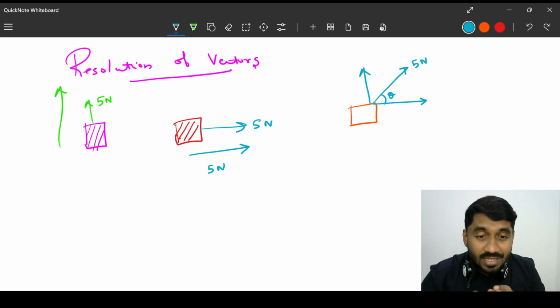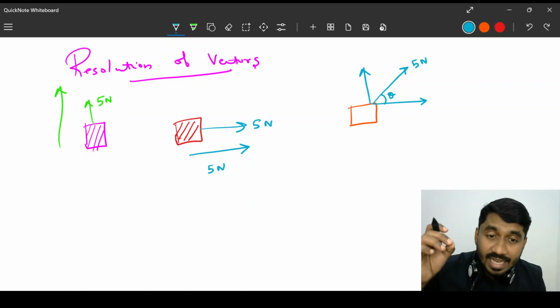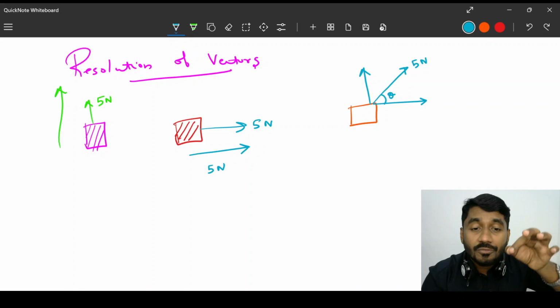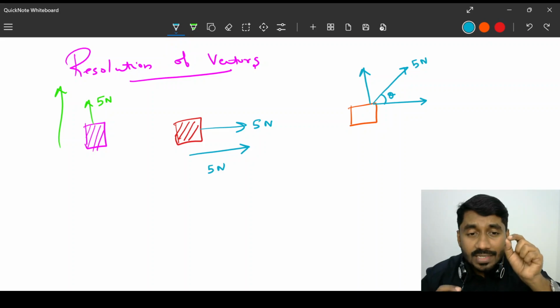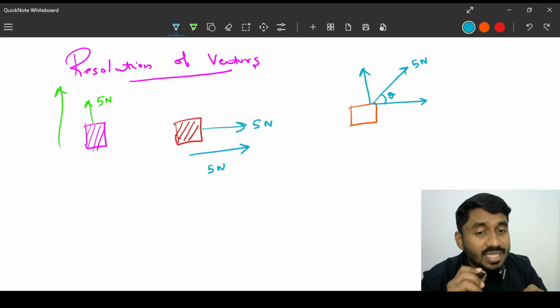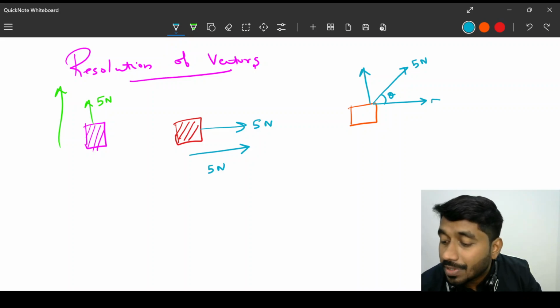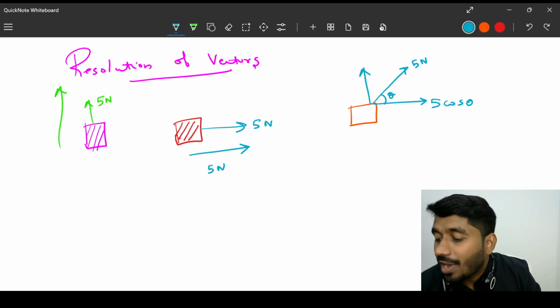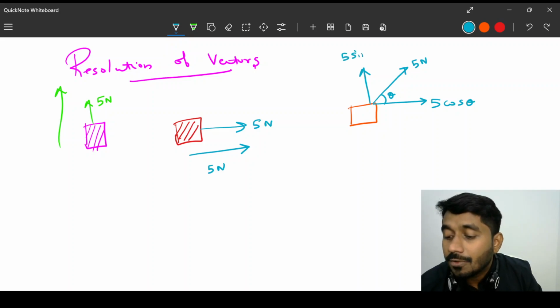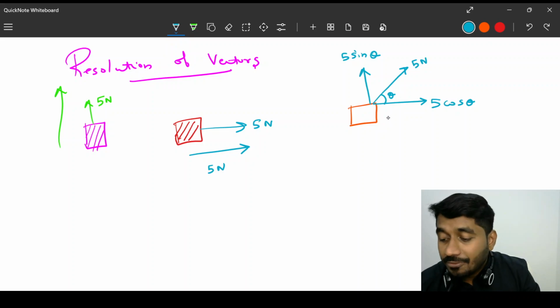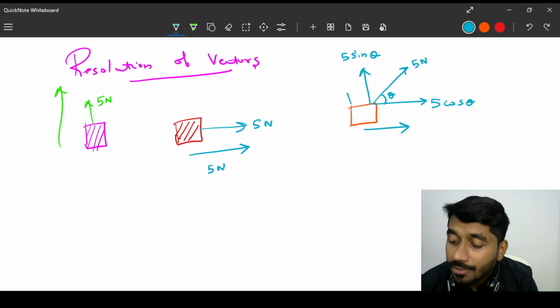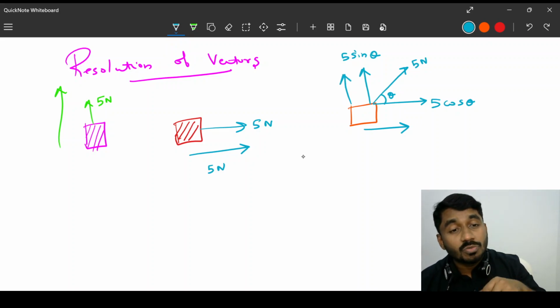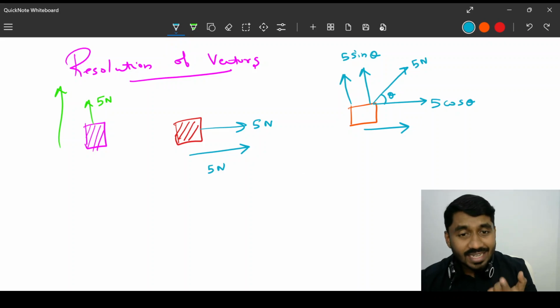Clear? Whenever a vector acts at an angle theta, we have to resolve the vector into horizontal and vertical components. So here 5 Newton is the force I applied on that object at an angle theta, but that 5 Newton will be resolved into 5 cos theta and 5 sin theta. The 5 cos theta component will make the object move forward, and the 5 sin theta component will make the object move in the upward direction. Right?